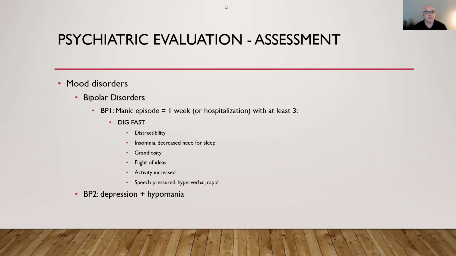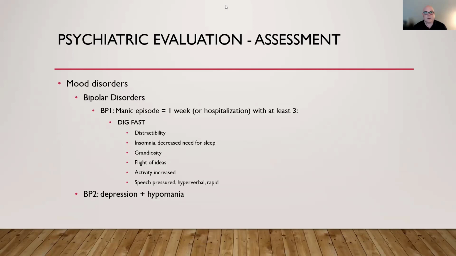Also in the mood disorders are the bipolar disorders. So bipolar 1 is defined by the manic episode. It's not defined by the depressive episode. So bipolar 1 disorder requires at least one manic episode that lasts at least 1 week or results in hospitalization. So if your patient had a manic episode where they were distractible, they were impulsive, they were not sleeping for several days, and it only lasted 3 days, but their behavior was so bizarre that they ended up in a psychiatric hospital, then that counts as a manic episode.